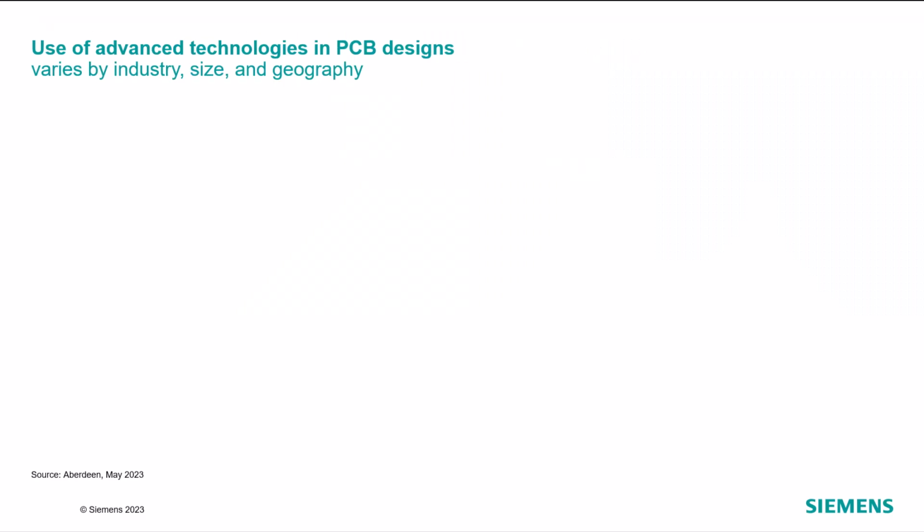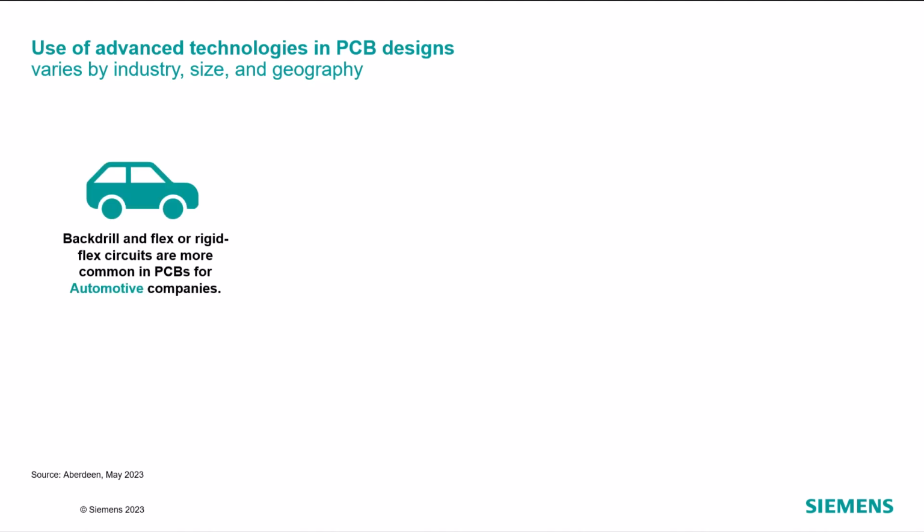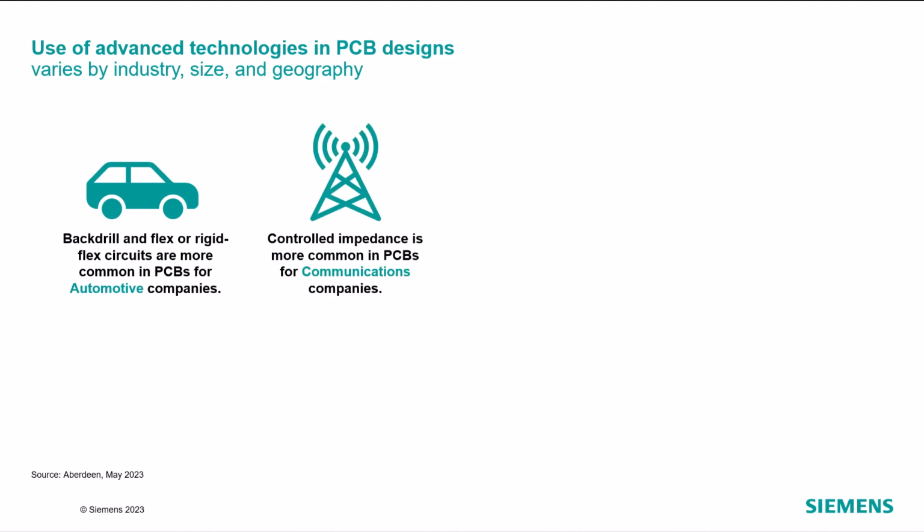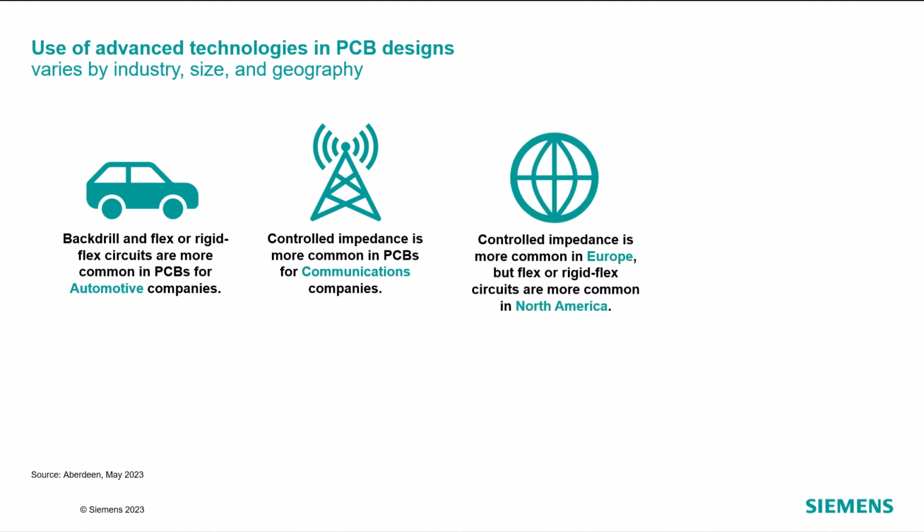Siemens recently conducted a survey among electronics OEMs in Europe and North America, detailing the technology and practices used by companies of all sizes. The study found that the use of these advanced technologies are, as we might suspect, heavily segmented across industries and geographies. Backdrilling and flex or rigid flex circuits are more common within the automotive companies. Controlled impedance is more common within communication companies. Controlled impedance is more common within Europe, while flex and rigid flex technologies are more common within the United States.